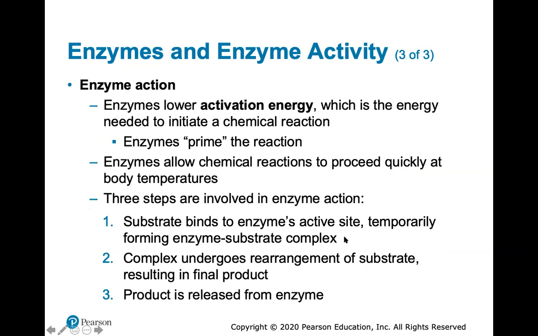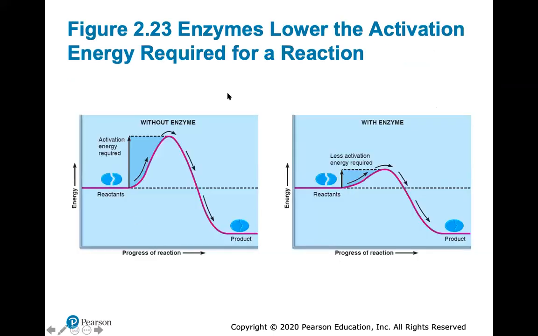In enzyme action, enzymes lower the activation energy, which is the energy needed to initiate the chemical reaction. So they'll prime the reaction, you could call it. They allow the chemical reaction to proceed quickly at body temperatures. You have 3 steps involved in enzyme action. Basically, these 3 steps involve the substrate binding, the complex undergoing a rearrangement, and then a product being released from the enzyme.